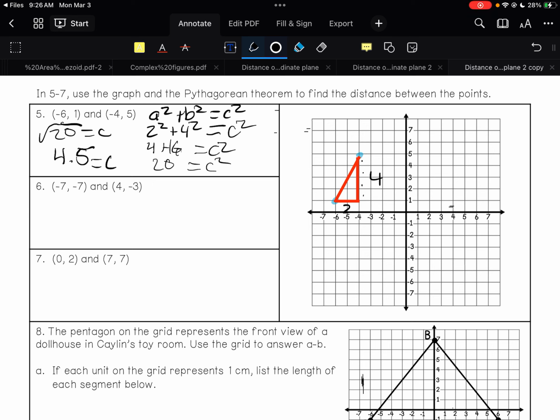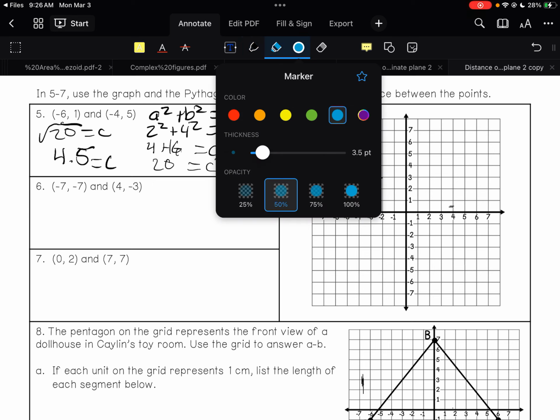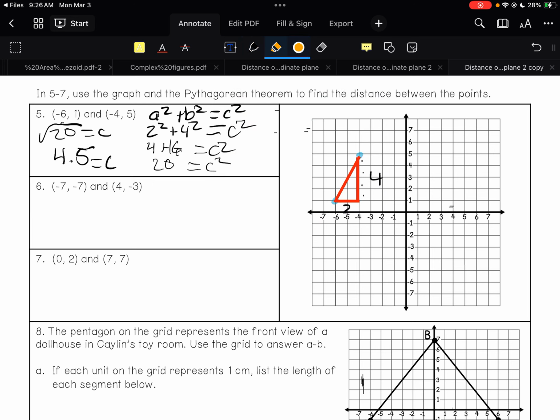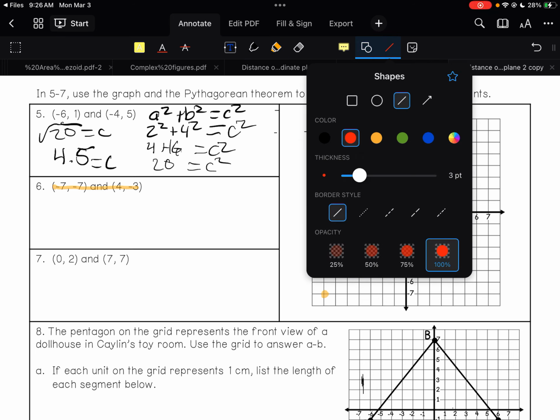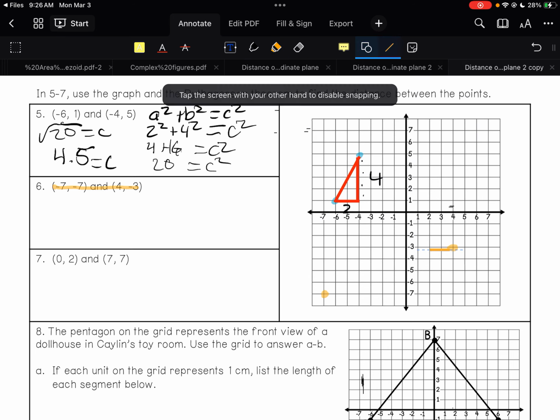Our next one, I'm going to do an orange here, is -7 and 7, all the way over to 4 and -3. So I'm going to take out my shape maker. I'm going to make this triangle in orange just to make it different from the other one.